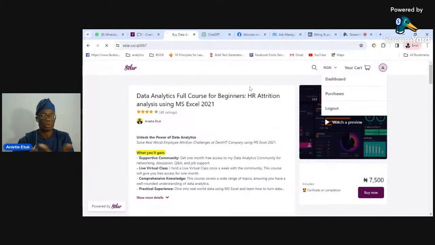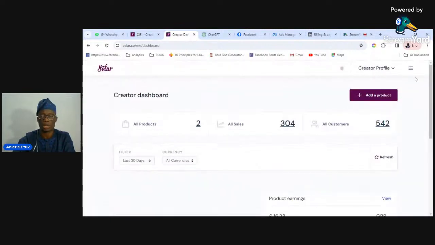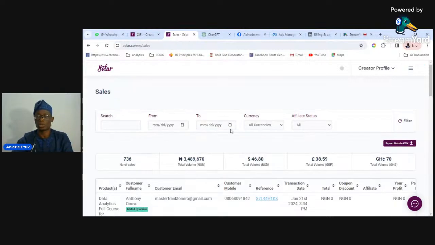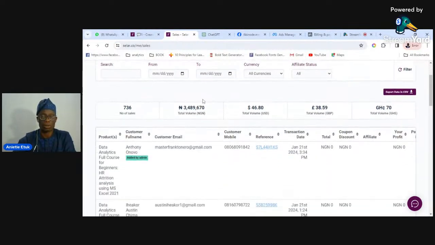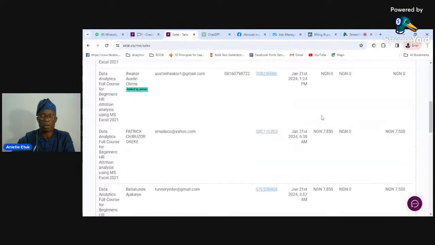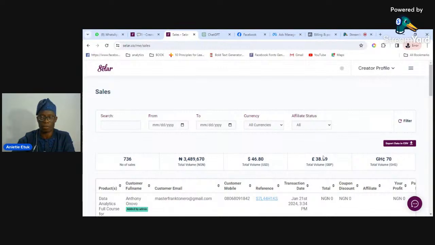Now, let me take you to the dashboard, more like the back end. I just want to show you one or two figures. Let me bring this up, and then we go to sales, and then to the total sales. Between November 19th and today, January 21st, you can see this person, Anthony Onovo, just bought. The cost presently is 7,850 naira.